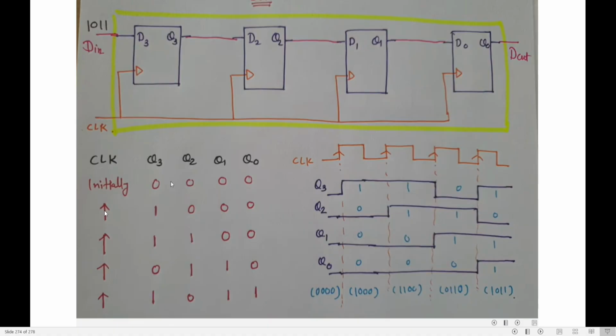So how many clock pulses does it need to load all 4 flip-flops? It needs 4 clock pulses to load all the 4 flip-flops. Clear? This is given as a signal graph here.